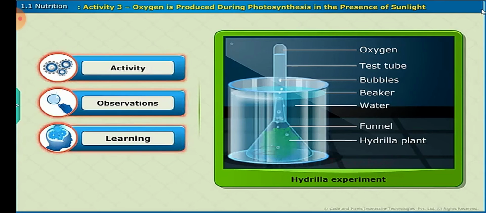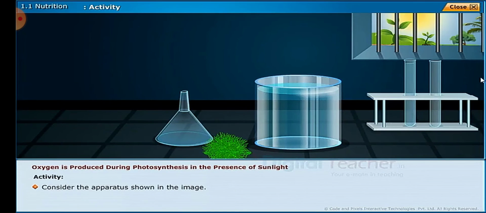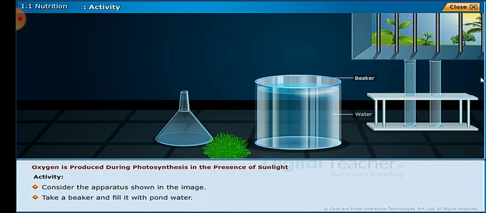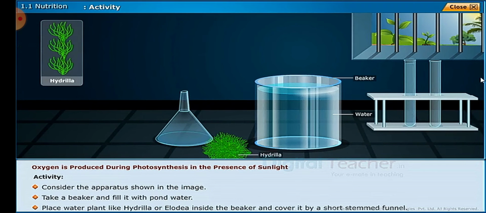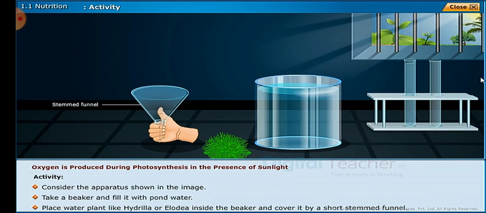Here, let us perform an activity to understand how oxygen is produced during photosynthesis in the presence of sunlight. Click each tab to know more. Consider the apparatus shown in the image. Take a beaker and fill it with pond water. Place a water plant like Hydrilla or Elodea inside the beaker and cover it with a short-stemmed funnel.